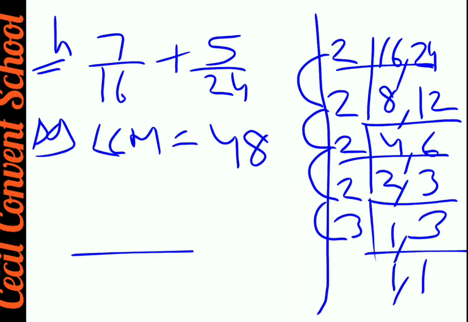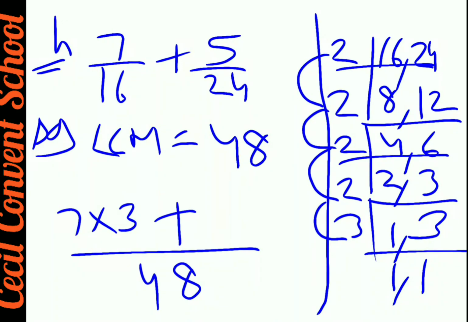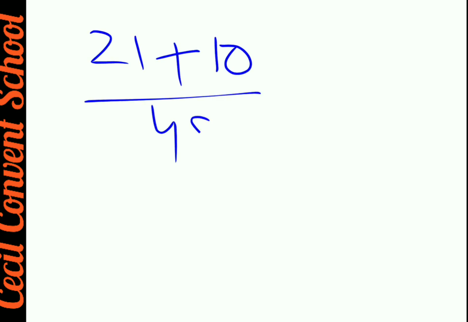Clear? Now you write down 48. Now you have to see, in the 16 table 48 comes at 3s. So what do you do? You have to multiply 7 with 3. Plus 5, in the 24 table 48 comes at 2s, so 5 you have to multiply by 2. Clear? So 7 3s are 21. So you write 21 plus 10 upon 48. So your answer will be 31 upon 48.